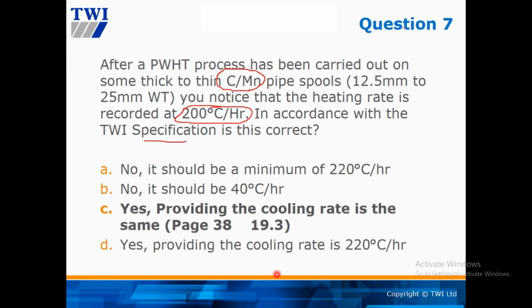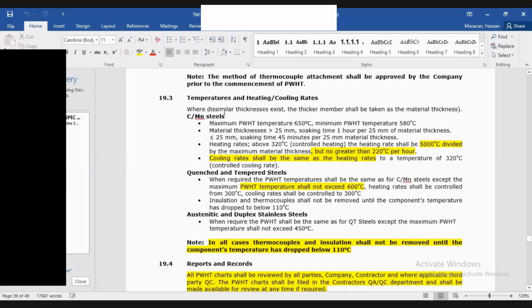All right, look at the same page, 19.3 section. What we can see here is a heating rate above 300 degrees C control heating. The heating rate shall be 5,000 degrees C divided by maximum metal thickness, but not greater than 220 degrees C per hour. All right, guys, do you have calculator with you?